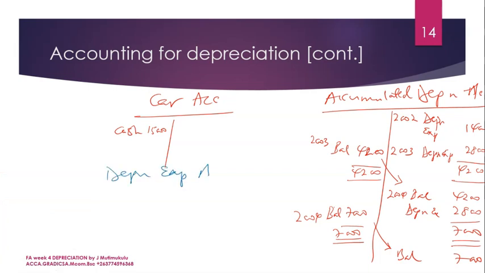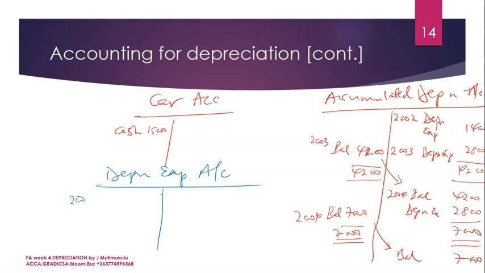Depreciation expense account. Depreciation expense is a statement of profit or loss item. So whatever depreciation we charge is transferred or expensed to the profit or loss immediately. Remember I said depreciation is an expense, therefore it is increased by debiting.